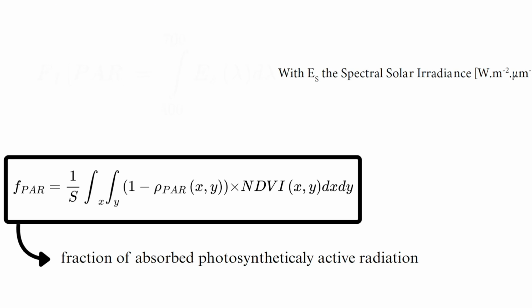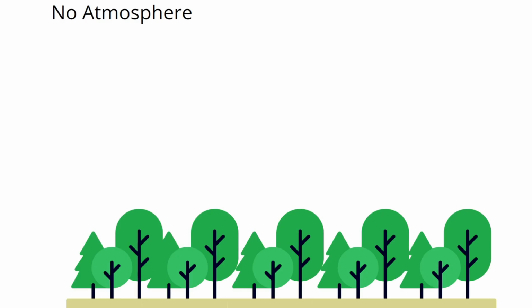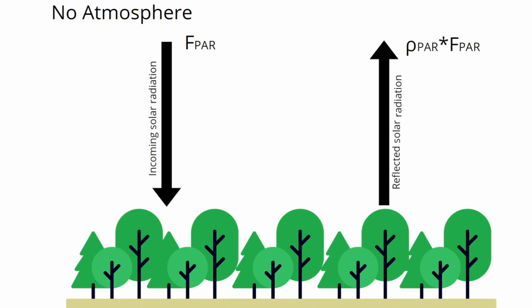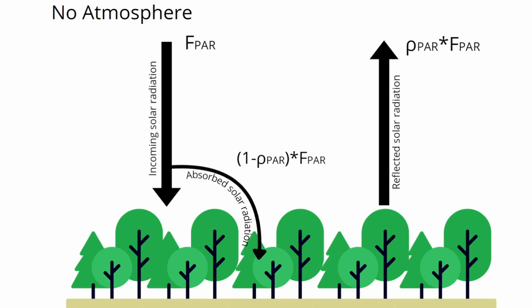The first simulation we ran was without the atmosphere. In this configuration, the flux received by the canopy in the PAR domain is the incoming solar flux in the PAR domain. The canopy reflects a part of this energy back up and absorbs the rest. The absorbed energy can therefore be expressed as 1 minus the reflectance of the canopy in the PAR domain times the incoming solar flux.